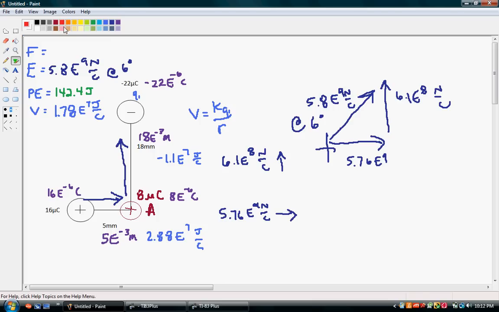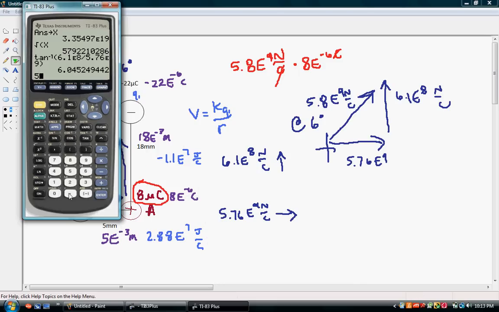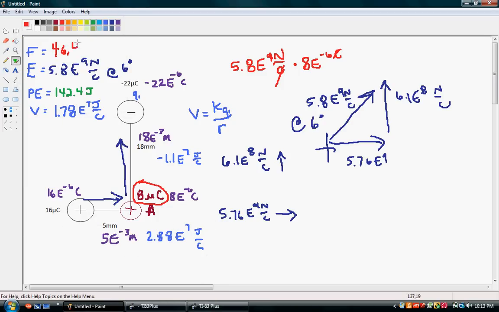And then to find our electric force, we now have an electric field in newtons per coulomb. Well, we are concerning ourselves with this 8 microcoulomb charge. So we can take 5.8 e to the 9th newtons per coulomb, multiply it by 8 e to the negative 6 coulombs, and the coulombs will cancel out, and we'll be left with our force. So 5.8 e to the 9th times 8 e to the negative 6, and we're given our force, which is 46,400 newtons. And it's going to have the same direction as the electric field, because remember, electric field lines always move the way a positive particle would feel a force, and we are talking about a positive particle.